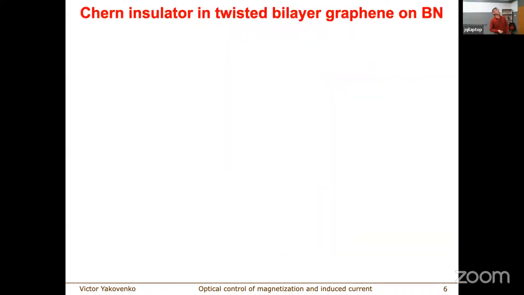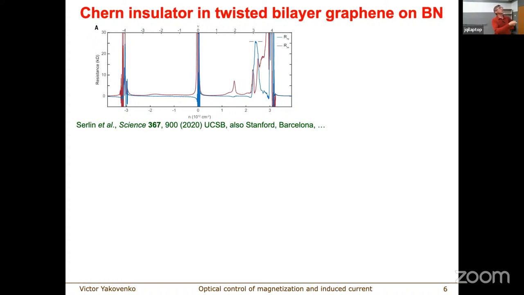Okay. So anyway, twisted graphene bilayers. Twisted graphene on boron nitride substrate. Very interesting system. They have all kinds of interesting stuff. I'll focus only on one thing, namely Chern insulator. So this is an experimental picture from Santa Barbara, from Andrea Young's group. These things were obtained also by other groups as well. Maybe not the first, but I like this graph. So anyway, what is this?